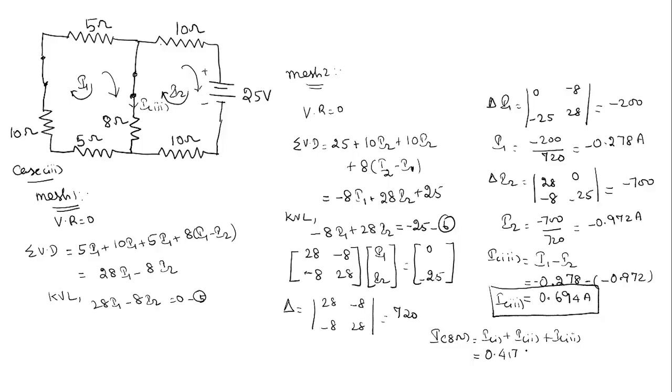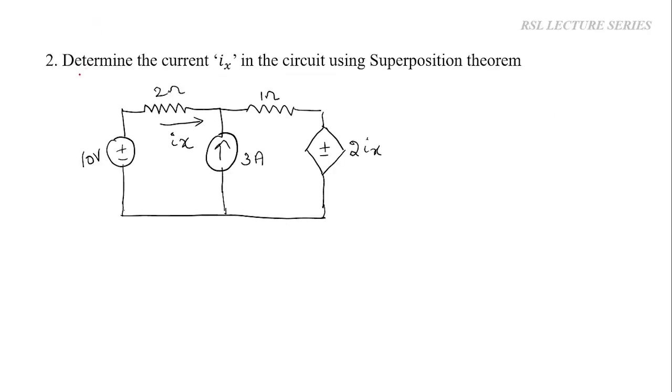that is 0.417 minus 0.833 plus 0.694. Okay. So we will get 0.278 ampere. So this is the answer. So next we'll solve another problem. The question is, determine the current Ix in the circuit using superposition theorem.